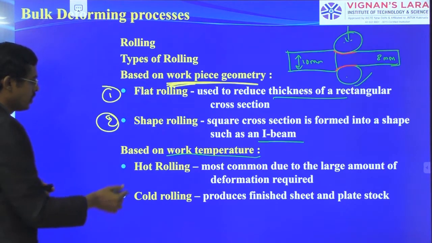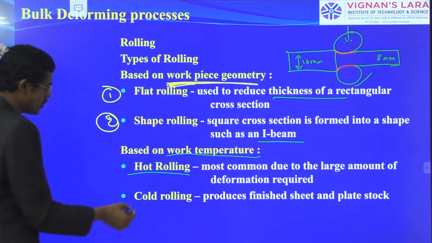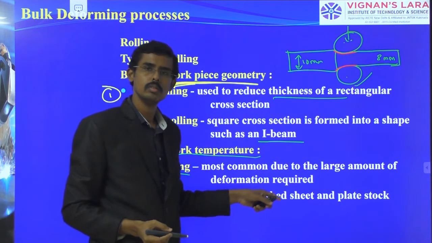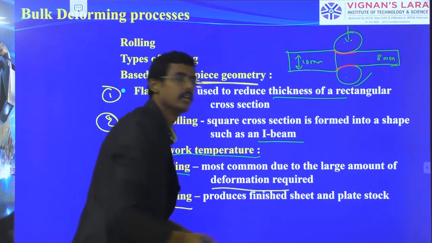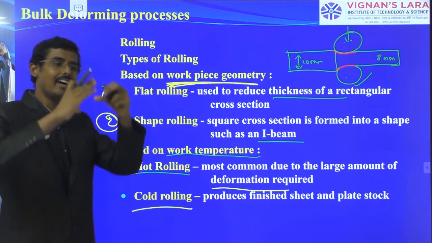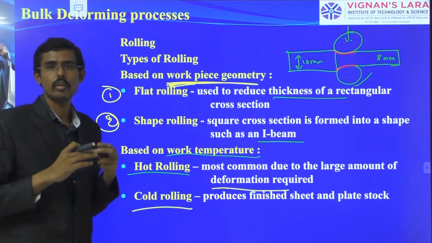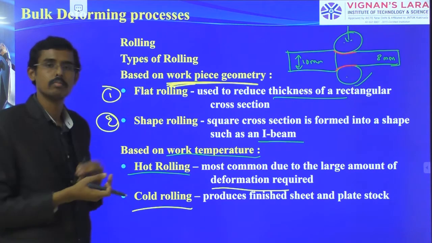Now you see, therefore, it may be a hot rolling process, or otherwise it may be a cold rolling process. Hot rolling is most common due to the large amount of deformation required. We undergo the hot rolling process where the material has a large thickness to be deformed, or otherwise a large shape to be deformed. In such cases we go for hot rolling.